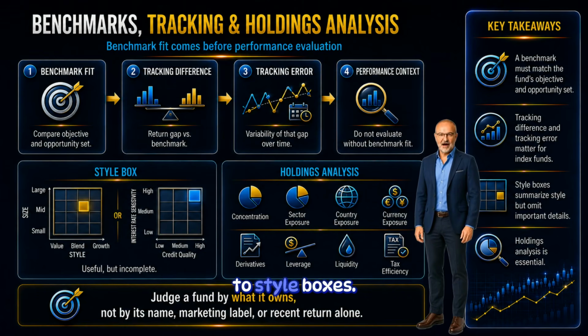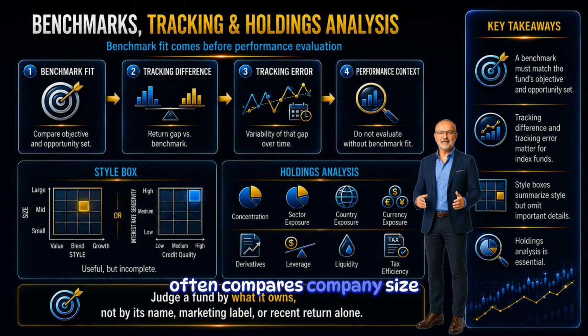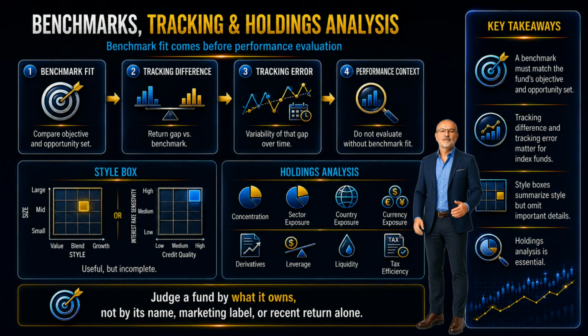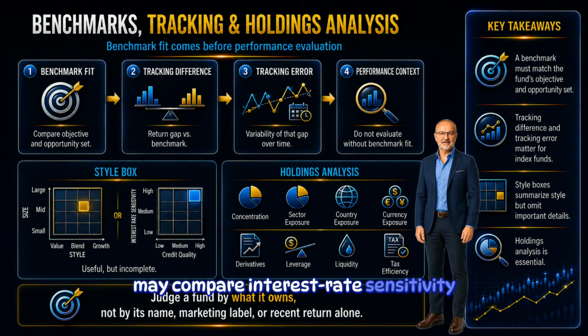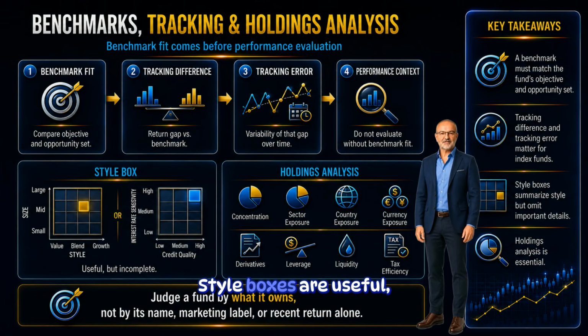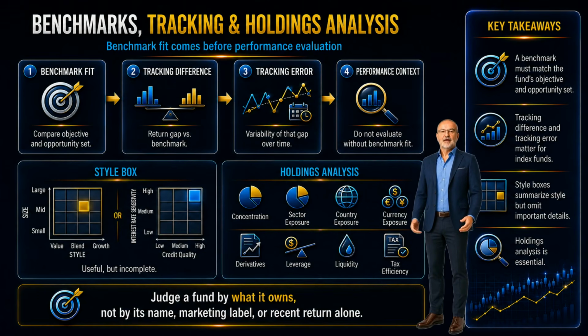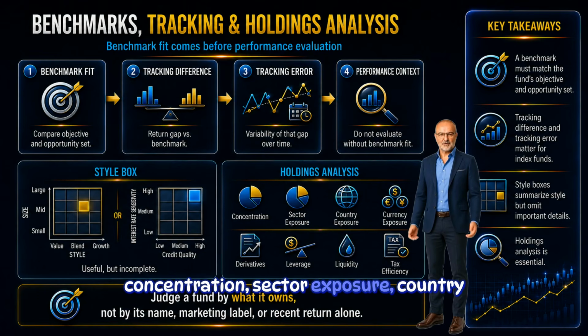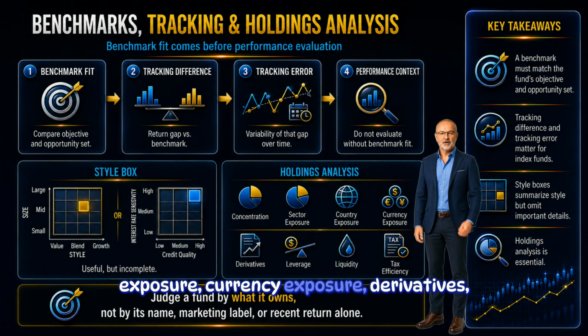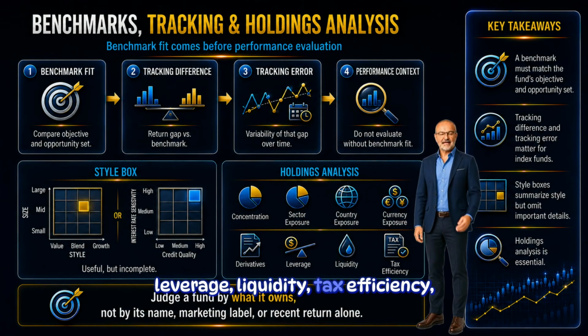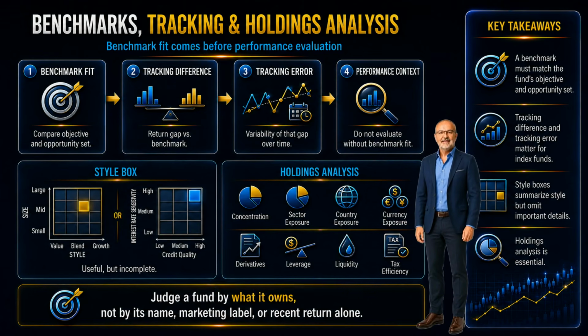Now let's connect this to style boxes. A style box is a visual summary of a fund's investment style. For equity funds, it often compares company size with valuation style. For bond funds, it may compare interest rate sensitivity with credit quality. Style boxes are useful, but incomplete. They don't fully describe concentration, sector exposure, country exposure, currency exposure, derivatives, leverage, liquidity, tax efficiency, or manager discretion. That is why holdings analysis is essential. A fund should be judged by what it owns, not by its name, marketing category, or recent return alone.